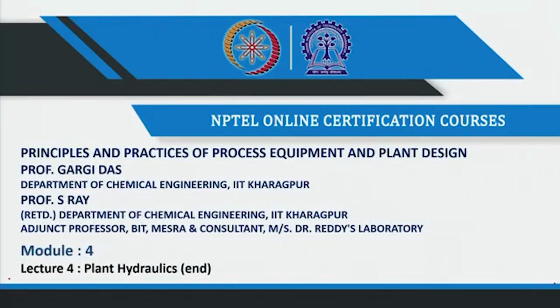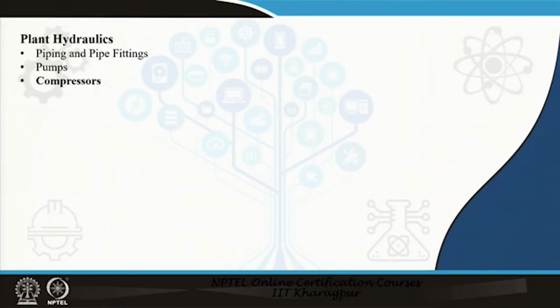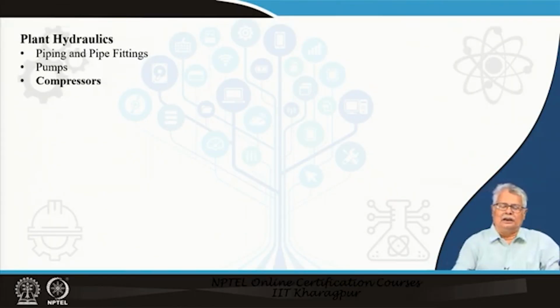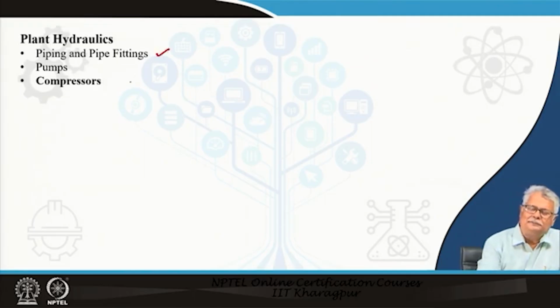Today is basically the fourth lecture on plant hydraulics, and what we intend to discuss today is the remaining part of it, which is compressible flow and the compressors and the blowers. We had started the topic in the last class, and in plant hydraulics so far what we have covered are the pipe and the pipe fittings, the pumps, and we started on compressors.